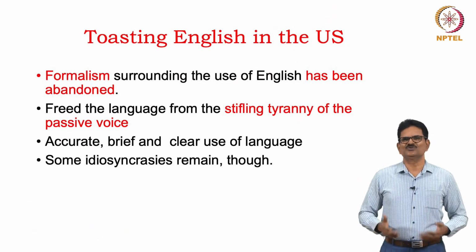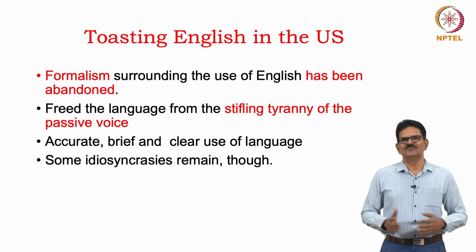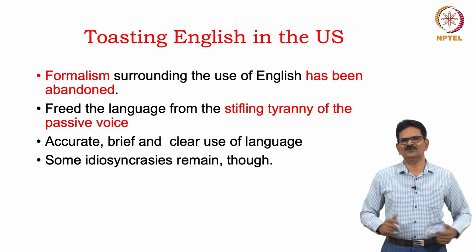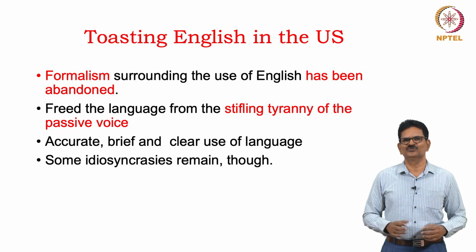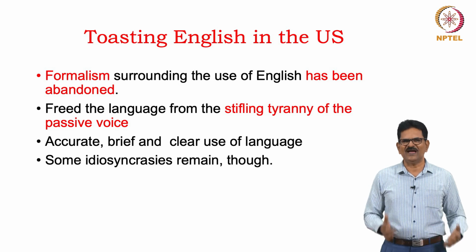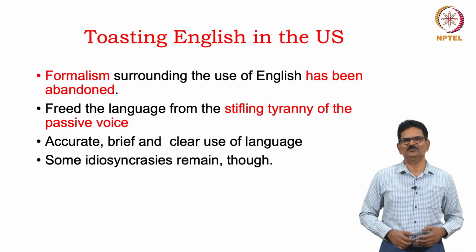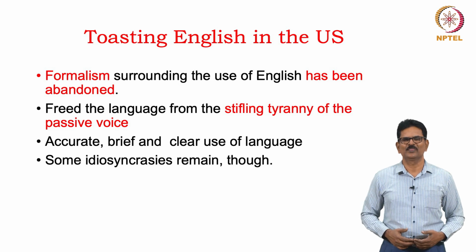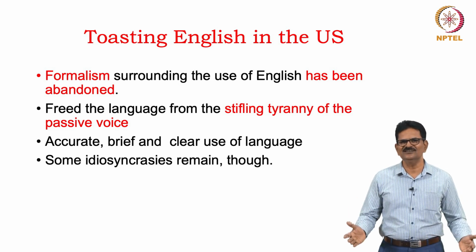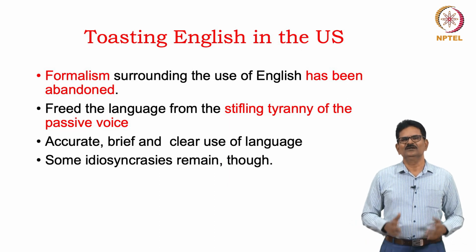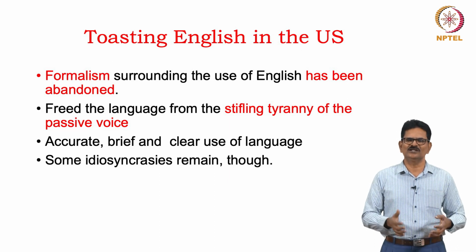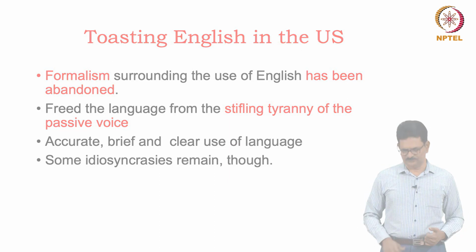What is the result of this toasting of English in the US? Formalism surrounding the use of English has been abundant in the American context. Americans chose to free the language from the stifling tyranny of the passive voice, though we have used one passive construction just now. As a result of toasting English, we have accurate, brief and clear use of language. However, there are certain idiosyncrasies, that is peculiar uses of language, which still remain in the American language.